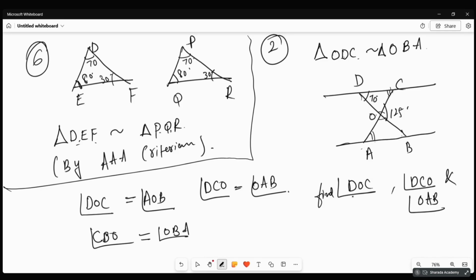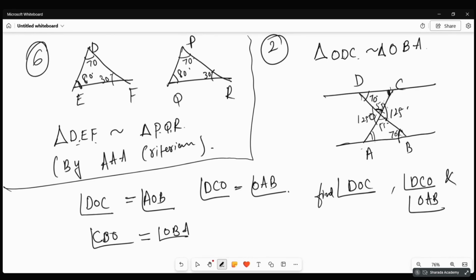Okay. Now find all the angles. You can easily find DOC. Now, DOC. This is 70. What will be this angle now? D and B are equal. So this is also 70 degrees. Now, this is 125 degrees. So this side also it will be 125 degrees. Now what will be this angle? 55 because linear pair. These two will be 55. This will be 55 and here also it is 55 degrees.